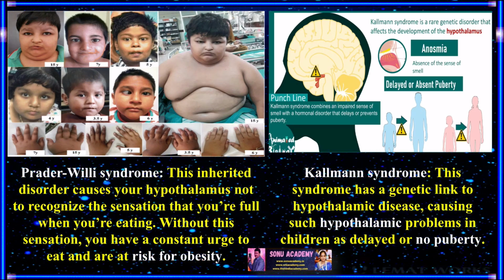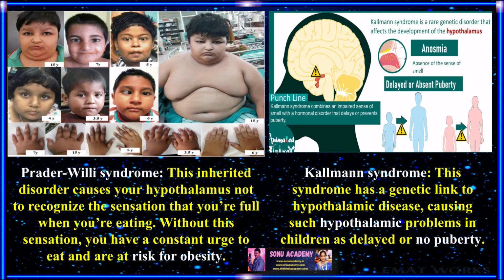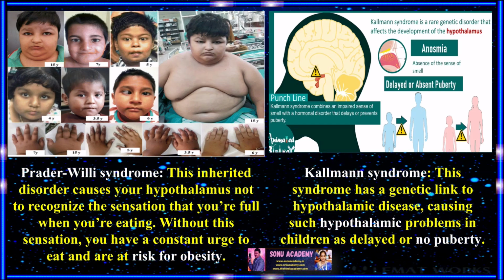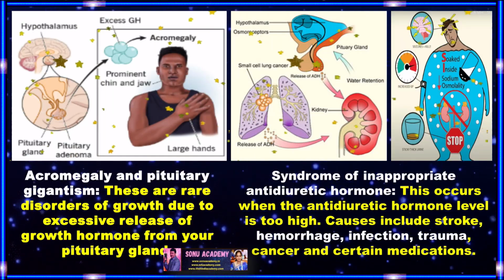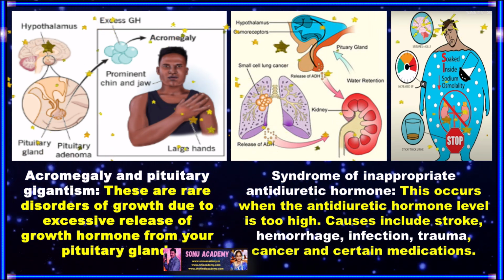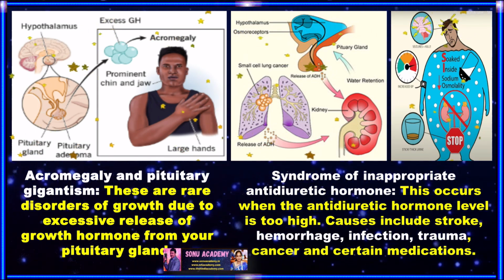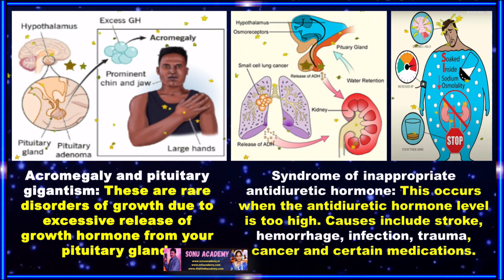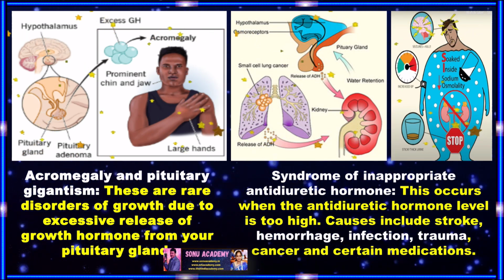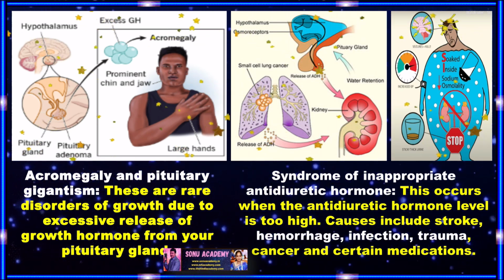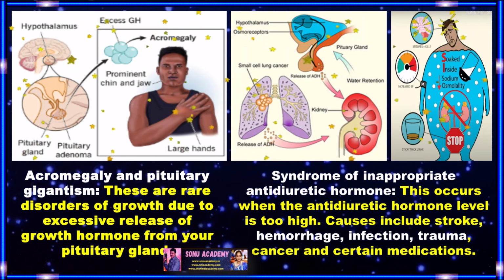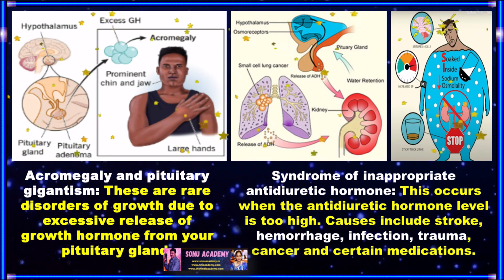Kallmann syndrome. This syndrome has a genetic link to hypothalamic disease, causing hypothalamic problems in children, with delayed or no puberty. Acromegaly and pituitary gigantism. These are rare disorders of growth due to excessive release of growth hormone from your pituitary gland. Syndrome of inappropriate antidiuretic hormone. This occurs when the antidiuretic hormone level is too high. Causes include stroke, hemorrhage, infection, trauma, cancer, and certain medications.